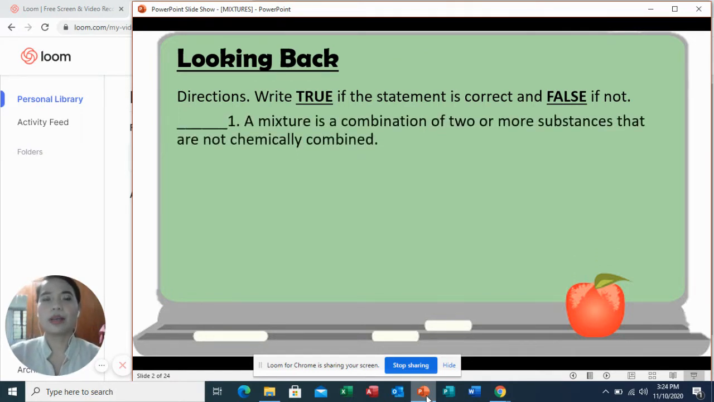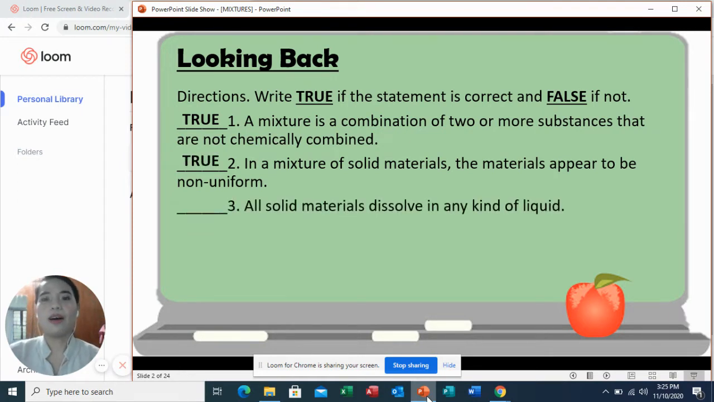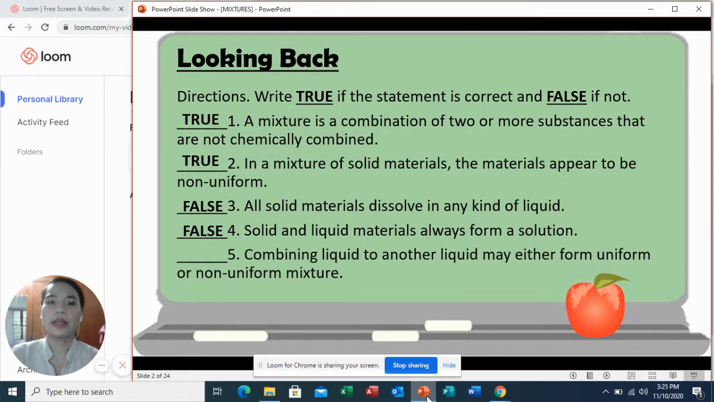Number one, a mixture is a combination of two or more substances that are not chemically combined. The answer is, you're right, true. Number two, in a mixture of solid materials, the materials appear to be non-uniform. The correct answer is true. Three, all solid materials dissolve in any kind of liquid. The answer is false. Number four, solid and liquid materials always form a solution. The correct answer is false. And fifth one, combining liquid to another liquid may either form uniform or non-uniform mixture. The correct answer is true.